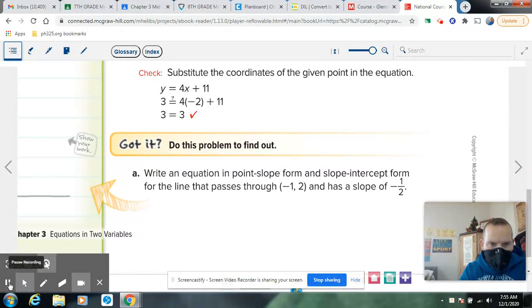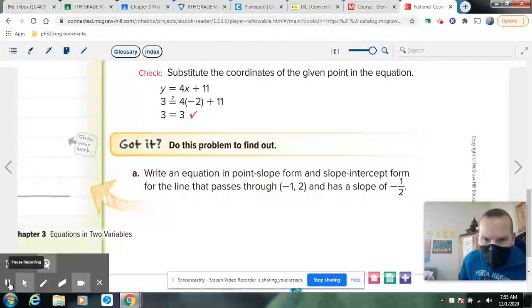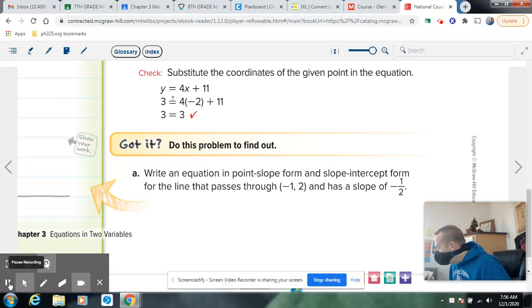All right, let me go ahead and pause it. All right, it says write an equation in point slope form. So step number 1, I'll write it down. y minus y1 equals m parentheses x minus x1. And double check the book. That is correct. Now the slope passes through the form.